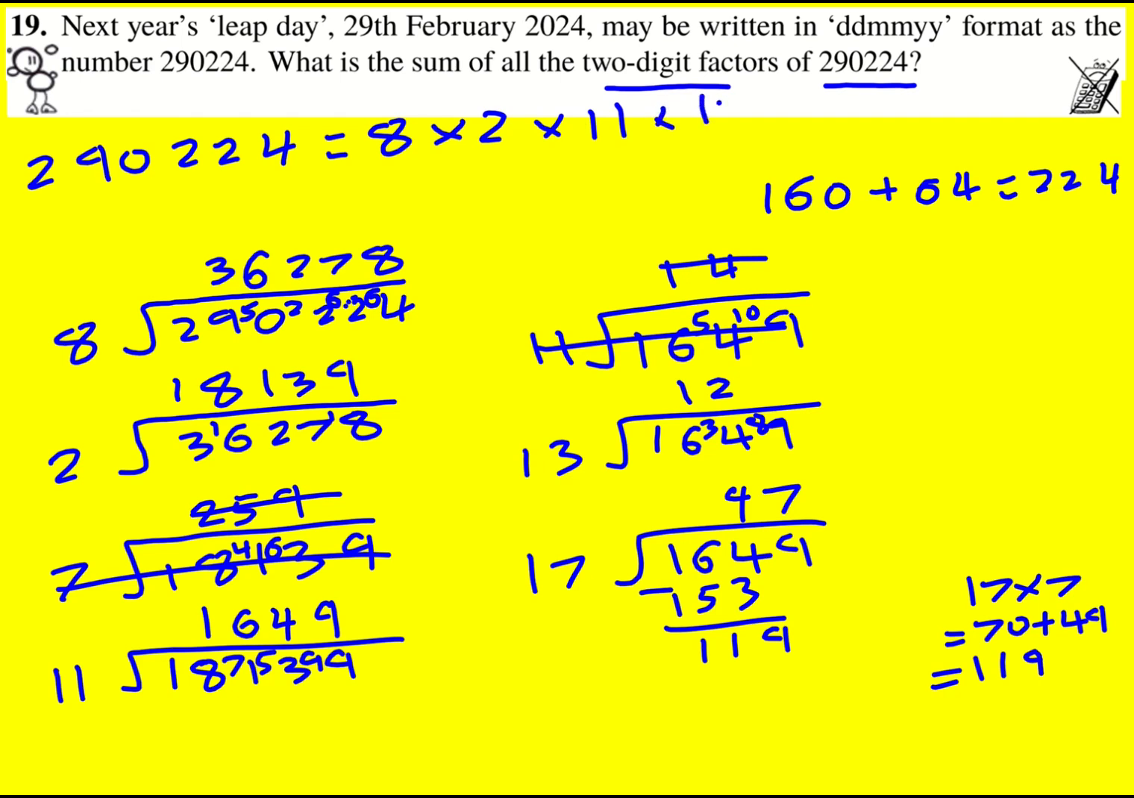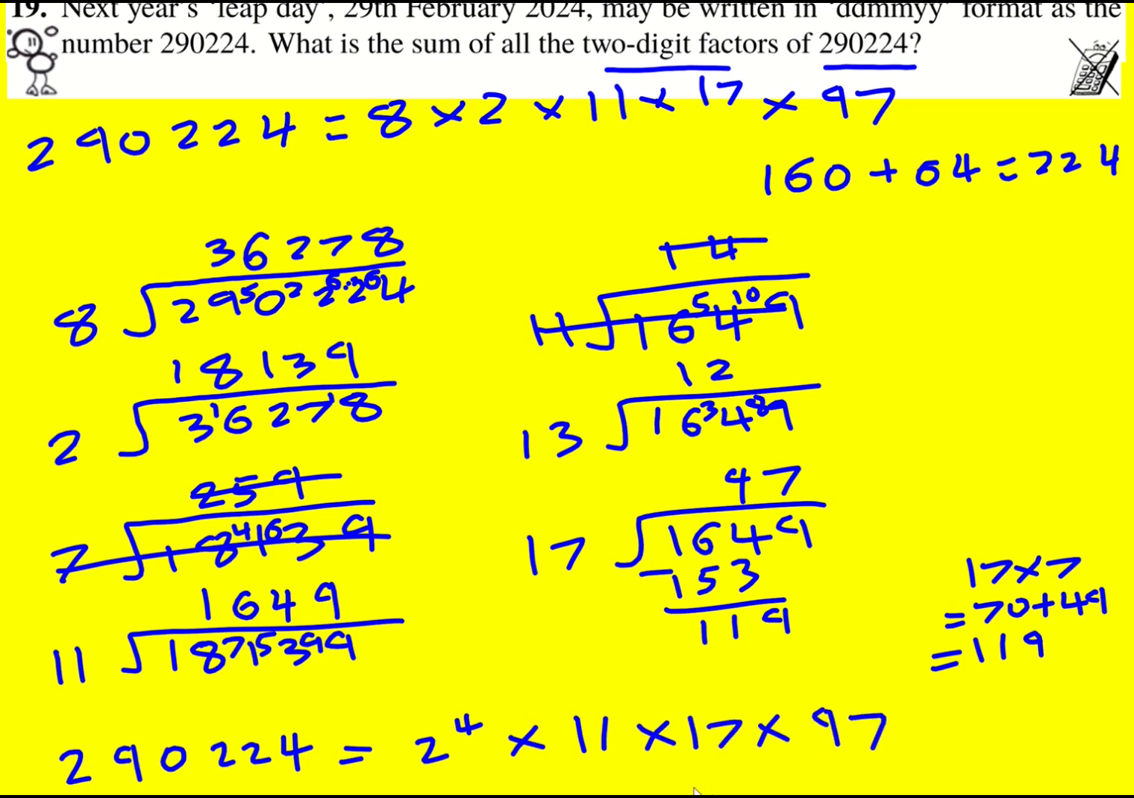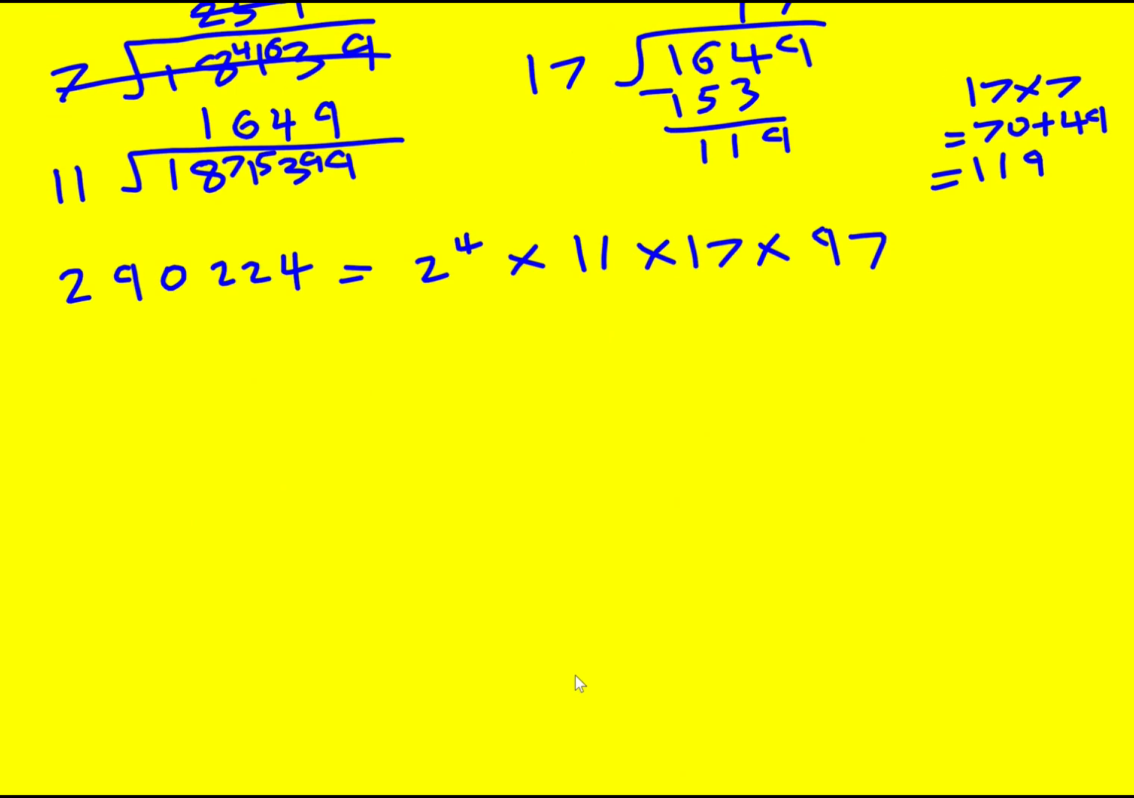So I've got 17. Now actually 97 is a prime number. Okay, we've got our prime factorization nearly. Let me just write, so 290,224 is going to equal 2 to the power of 4 times 11 times 17 times 97. Okay, now we've still got to do a little bit of work.